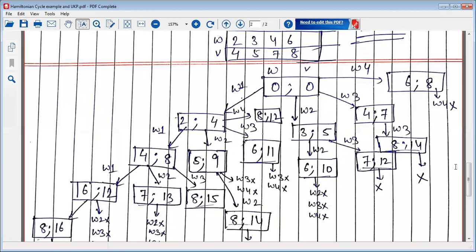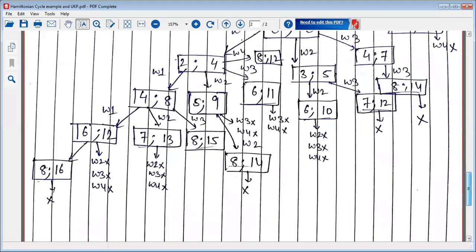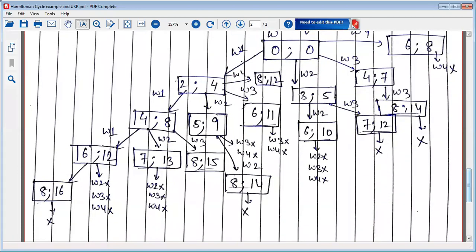When you create these nodes, you can see that all the leaf nodes will give you the final possibility of answers. And out of these, we need to identify in which case we are getting the maximum profit, right? So what are the nodes I need to check? I need to check this node with 8 and 16, then 7, 13, then 8, 15, 8, 14, 6, 11, 8, 12, 6, 10, 7, 12, 8, 14, and 6, 8.